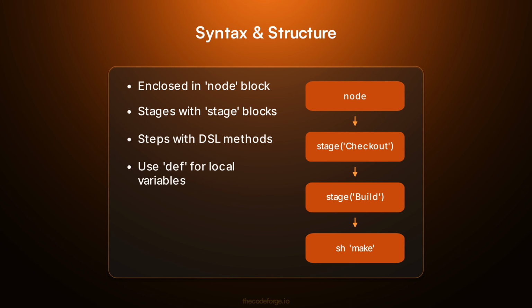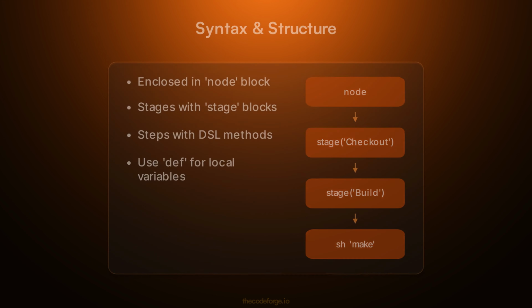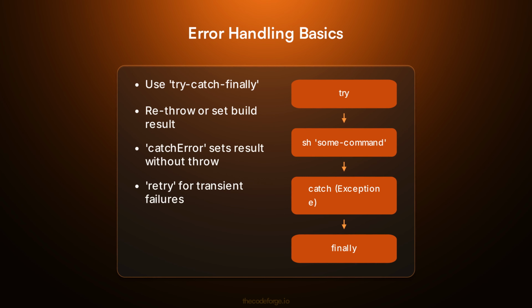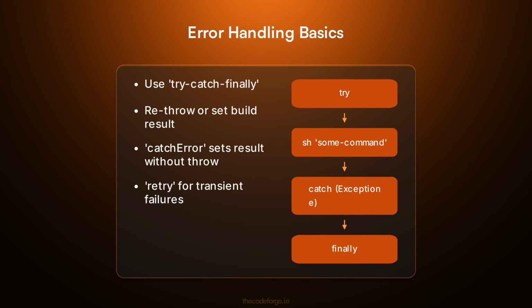The pipeline is enclosed in a node block, which allocates an executor and workspace. Inside, you define stages with stage blocks and steps with various DSL methods. In Scripted Pipeline, uncaught exceptions cause the build to fail. Use try-catch-finally blocks to handle errors gracefully. For transient failures, implement retry logic with the retry step.